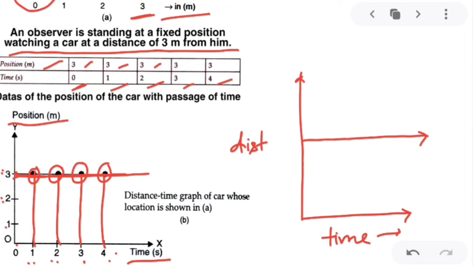Remember this: in a distance-time graph, when the graph is parallel to the x-axis, the time axis, this situation represents the rest position of the object.